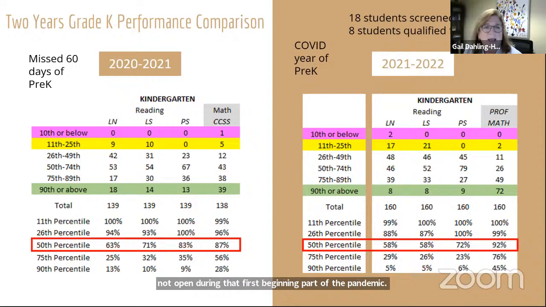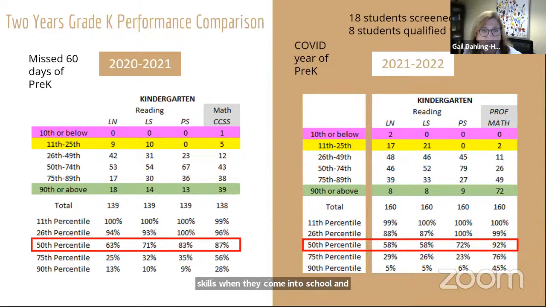And then if you look on the right-hand side, this year's scores, it was a COVID year of pre-K for those students if they went to pre-K. And I think that's really remarkable and an important thing to note, because the importance of pre-K education has been well documented, that kids who have that advantage definitely have stronger social skills, stronger academics, better listening skills when they come into school.